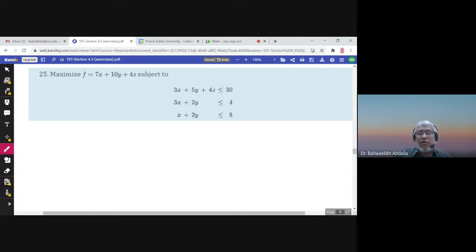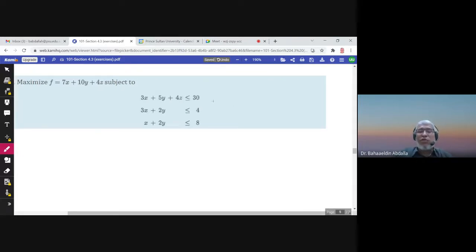Another question in which we have 3 variables. Let us introduce the slack variables. You should pause the video now and try to solve the question by yourself.